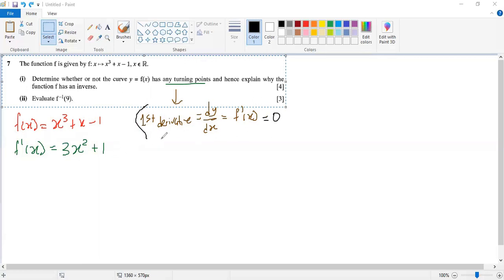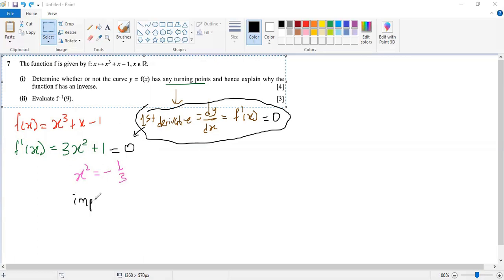That is the idea behind what we're doing here. So we put it equal to 0, and when you do that, you realize that there are no solutions. How do I know that? Because you can immediately solve it and realize that x squared equals -1/3. But squares are non-negative, so it's impossible, because squares are either 0 or positive. So, for the whether-or-not part, the curve has no turning points.